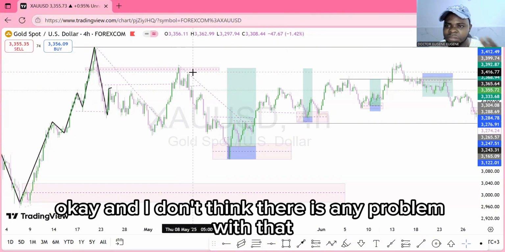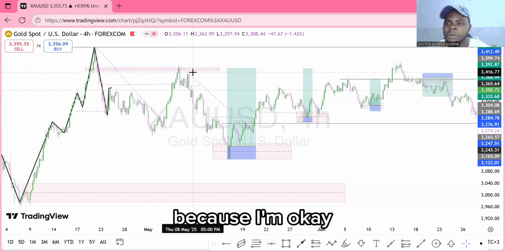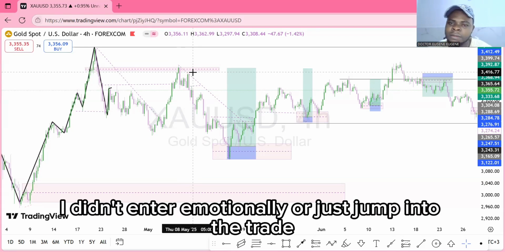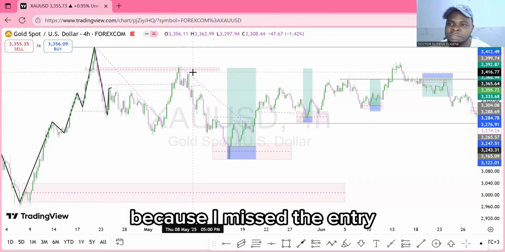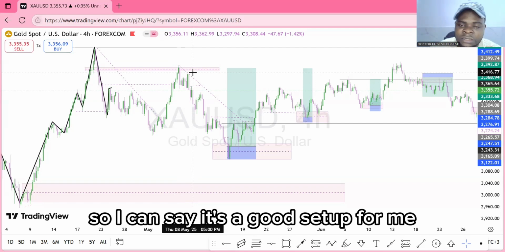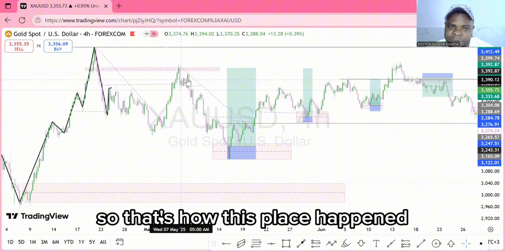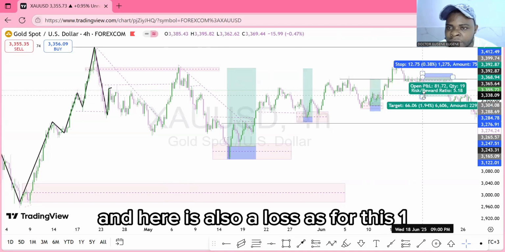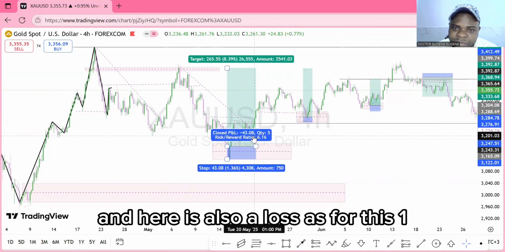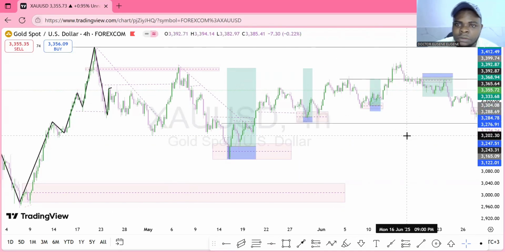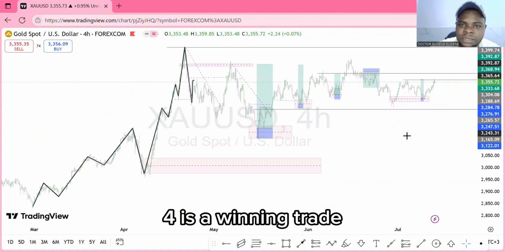I don't think there is any problem with that, because I didn't enter emotionally or just jump into the trade because I missed the entry. So I can say it's a good setup for me. It's a win trade, even though I didn't place it and I didn't lose money. So that's how this played out. And here is also a loss. As for this 1, 2, 3, 4 is a winning trade.